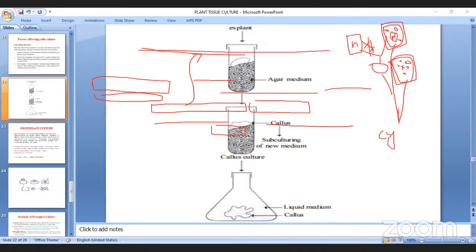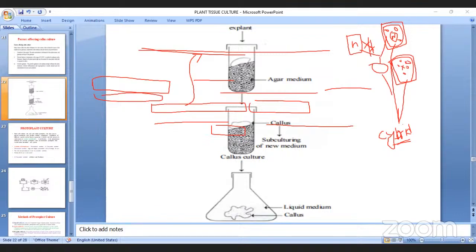This is called hybrid. Is it clear? Somatic hybridization, hybrid. Yes, sir. So, both protoplast culture and somatic hybridization are the same.